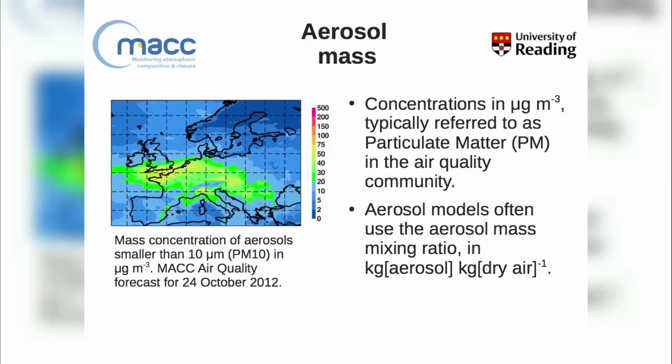So here is a forecast for October last year, and you see relatively high concentrations of aerosols over northern Europe, the Benelux, north of France, and the south of the UK, extending all the way to Germany and Central Europe. Also high concentrations, typically in the Po Valley in Italy. So all of these are linked to industrial and agricultural activity in our continent.